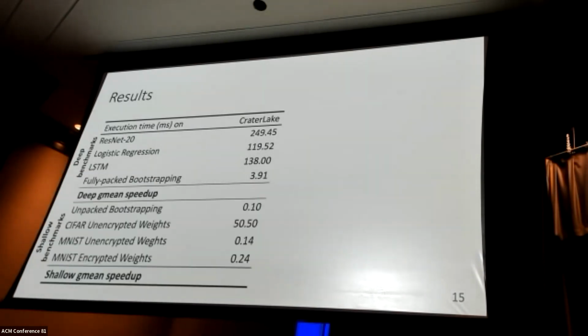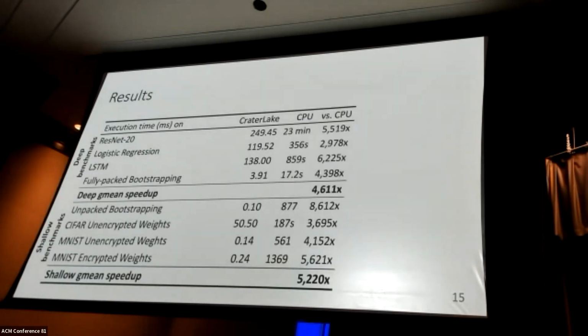So this table shows the execution time in milliseconds for CraterLake on both deep and shallow benchmarks, and also speedups versus CPU. So we see very robust speedups across FHE program types, from 2900 to 8600x.